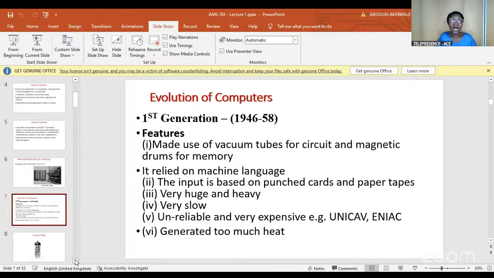You also realize that one of its features was that it relied on machine language. So what do we mean by machine language? Machine language is the language that is understood by the computer, and it is in binary form of zeros and ones. And so the instructions were written in zeros and ones.